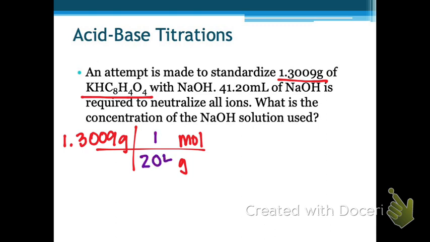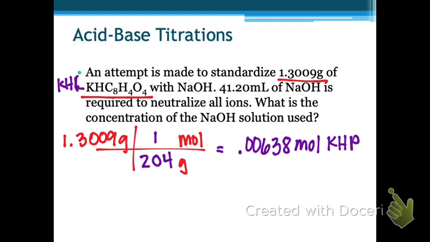I had it at 204. I don't know if that's similar to what you had. Okay. And so that gives me 0.00638. I'm just going to round it there. Moles of KHP, right? This has a bigger name, but it gets abbreviated KHP. Okay, so with that, we know that's how many moles of our acid are present.